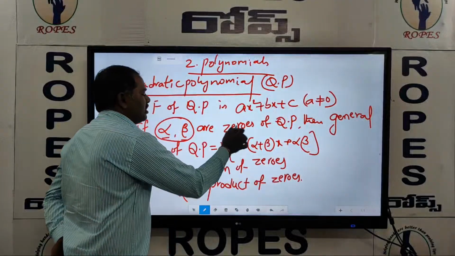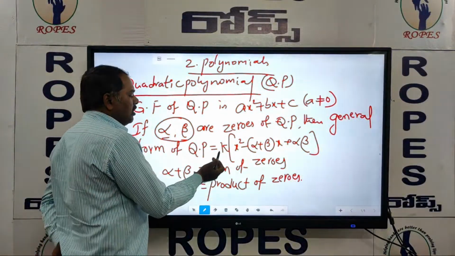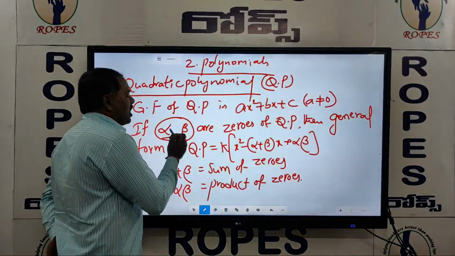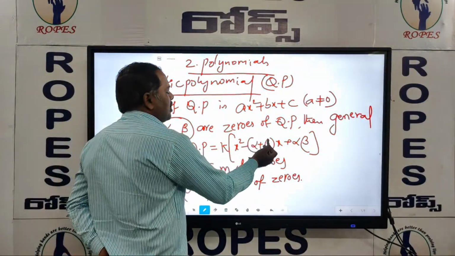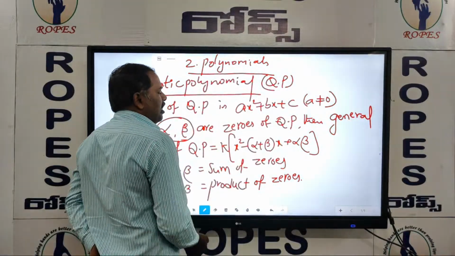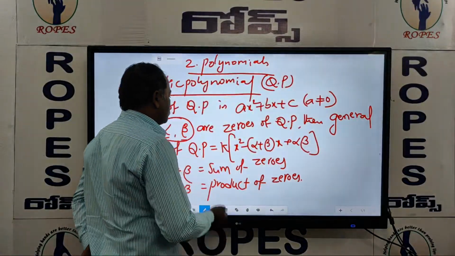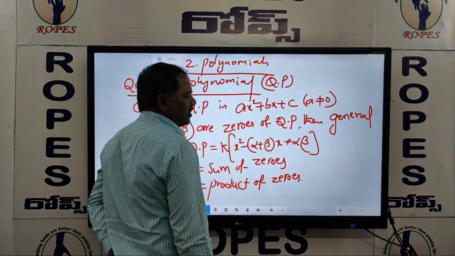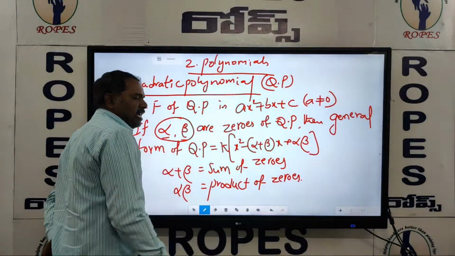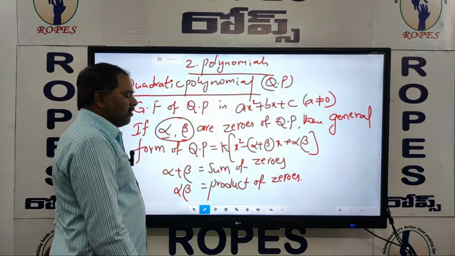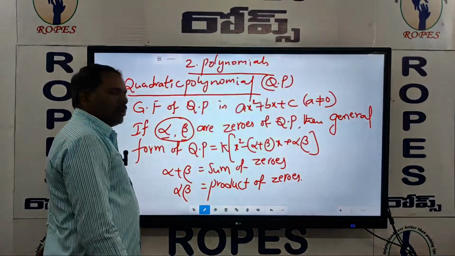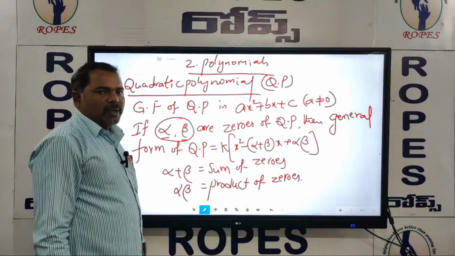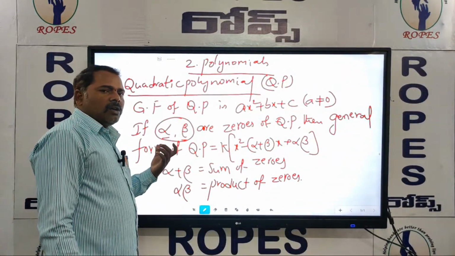By using the two zeros we can find the quadratic polynomial using this method. In the place of alpha plus beta, write the sum of the two zeros, and in the place of alpha beta, substitute the product of the two zeros. That value, if you substitute in this place, gives the quadratic polynomial when they are giving the two zeros. This is the general formula to find the quadratic polynomial when two zeros are given.